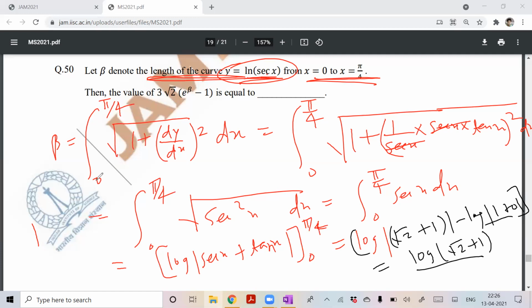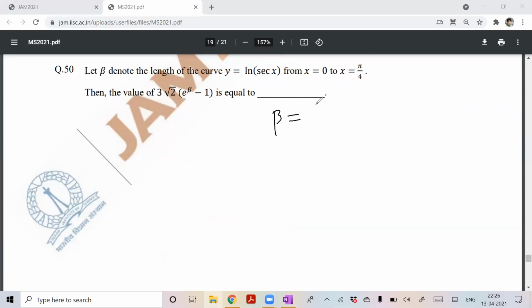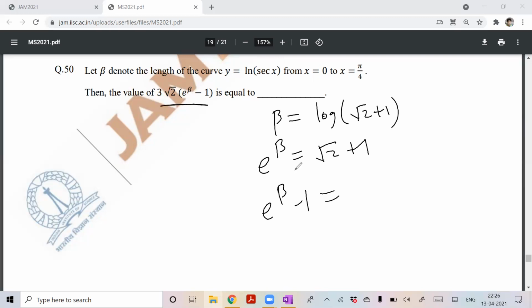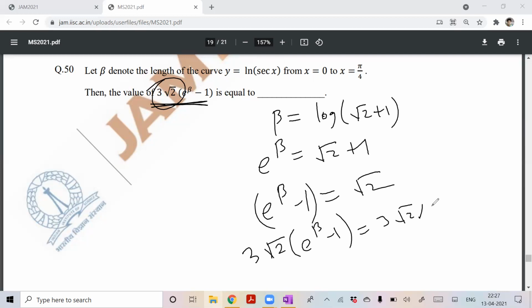So beta I get, so I will delete it. So you can pause the video and you can see it. So what I get? Beta I get is log of root 2 plus 1. So if you bring the log to this side, it will be e raised to power beta is equal to root 2 plus 1. E raised to power beta minus 1. Now you want to multiply it by 3 root 2. So you multiply both sides by 3 root 2. So 3 root 2 into root 2 is 3 times 2, which is 6. So answer is 6 for question number 50.